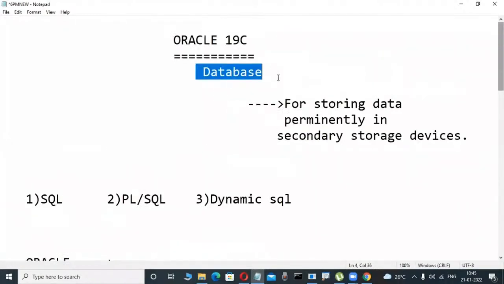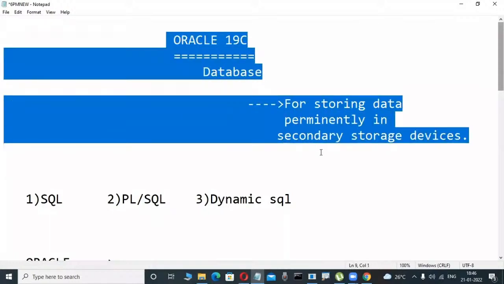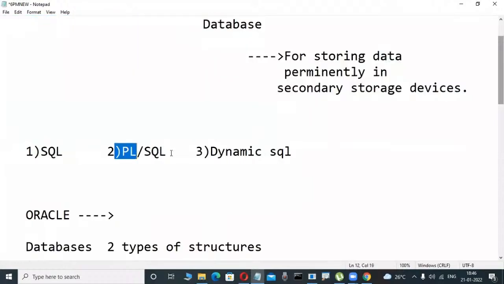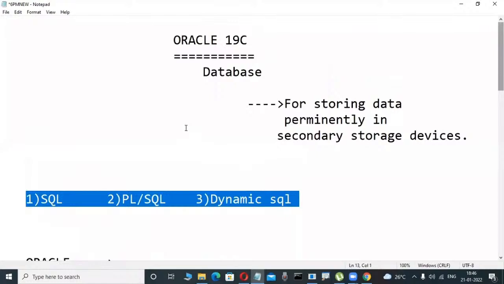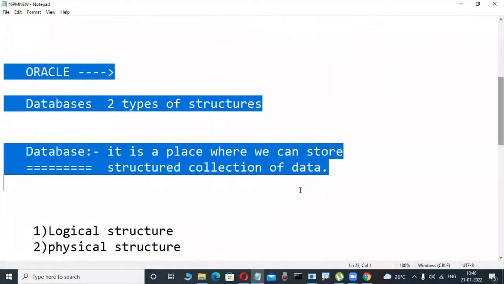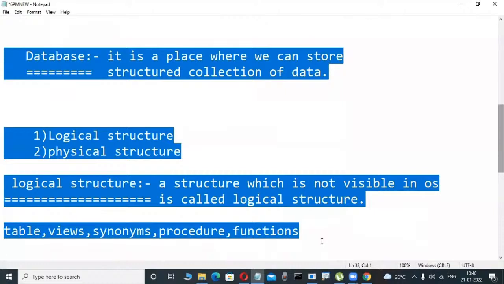What is the purpose of databases? Not only storing data permanently, but also retrieving and fetching data efficiently from some place. If you want to operate this Oracle software, we use SQL, PLSQL, and dynamic SQL languages. In any Oracle course, these three things are taught. That is a very small thing I'm telling.